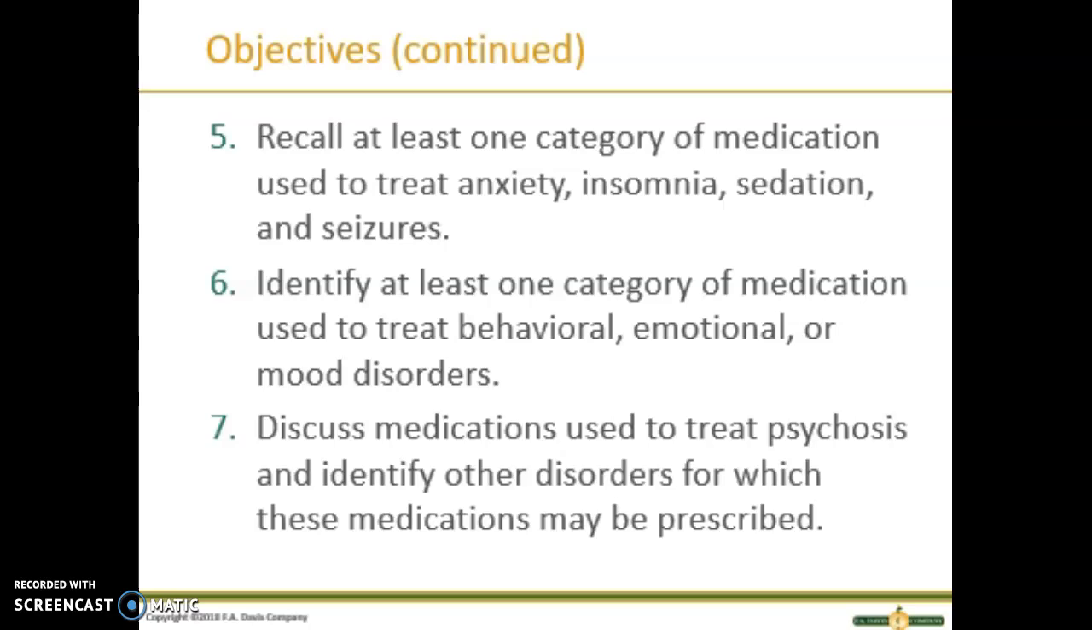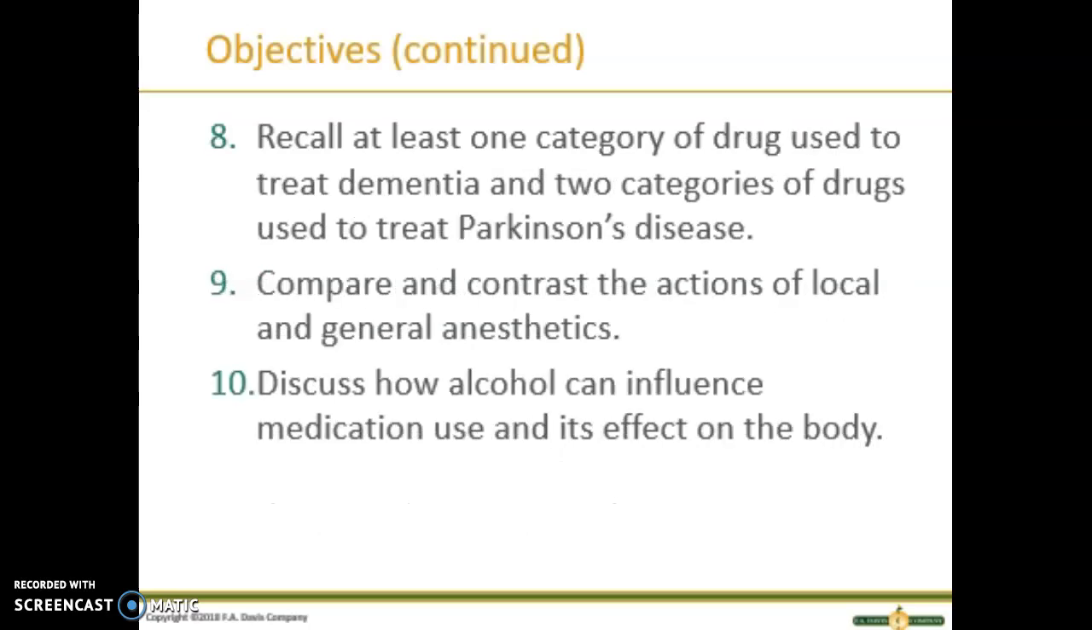Discuss medications used to treat psychosis and identify other disorders for which these medications may be prescribed. Recall at least one category of drugs used to treat dementia or 2 categories of drugs used to treat Parkinson's disease. Compare and contrast the actions of local and general anesthetics, and discuss how alcohol can influence medications use and its effect on the body.